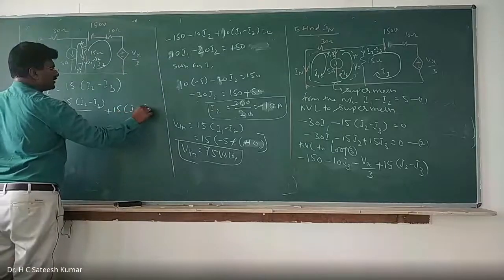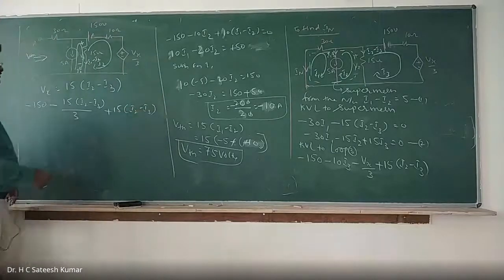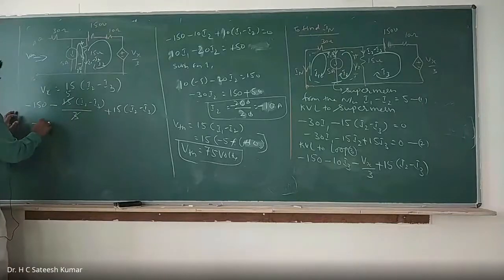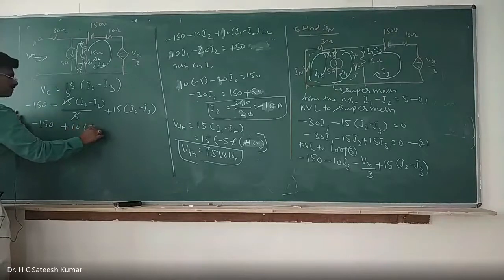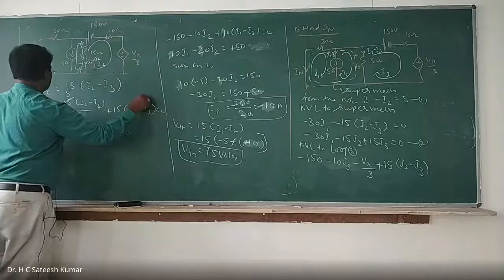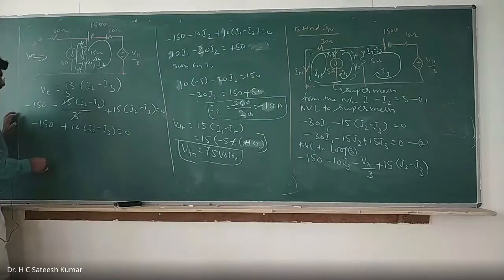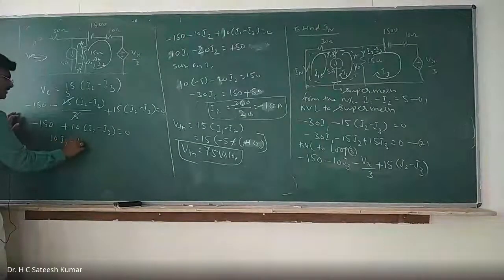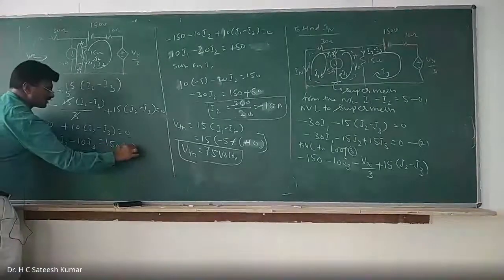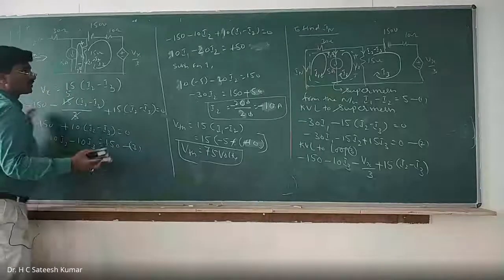So therefore, what is that we have? So this is minus 5 plus 15 I2 minus I3 minus 5 I2 minus I3. Therefore, you will get it as minus 150 plus 10 I2 minus I3 is equal to 0. So 10 I2 minus 10 I3 is equal to 150. Call this as equation number 3. Now you go for the matrix.